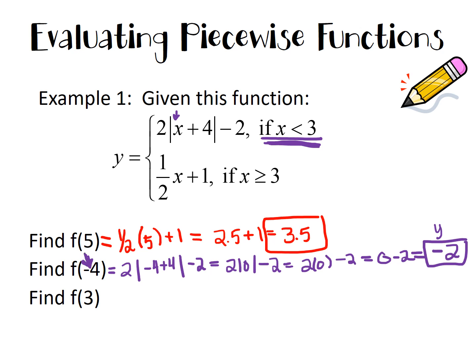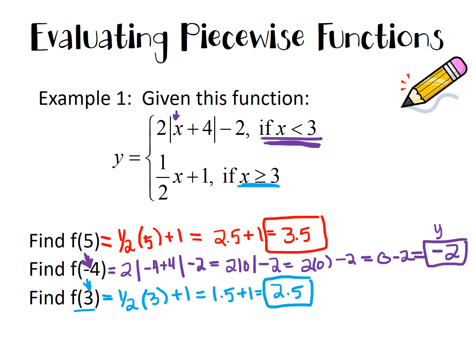All right, last one. When x is 3, so when x is the value 3, we're going to use this other piece of the function. So we're going to say f of 3 is equal to 1/2 times 3, plus 1. 1/2 times 3 is 1.5, plus 1 is 2.5. So we're saying f of 3 is equal to 2.5.